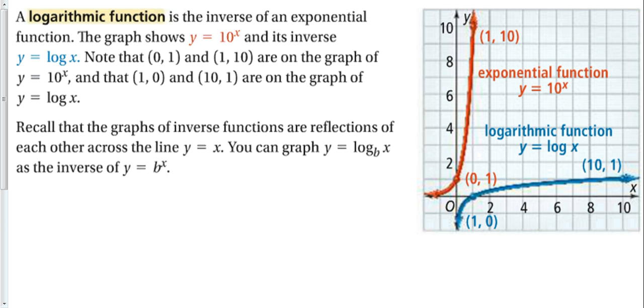In both cases, note that our points are opposite. So this red function has the point (0, 1), whereas the blue function has the point (1, 0). They're opposite. The blue function has (1, 0). The red function has (0, 1). They are opposite of each other. Also note that this line right here, y equals x, acts like a mirror. The logarithmic function is a reflection around this diagonal line of the exponential function.